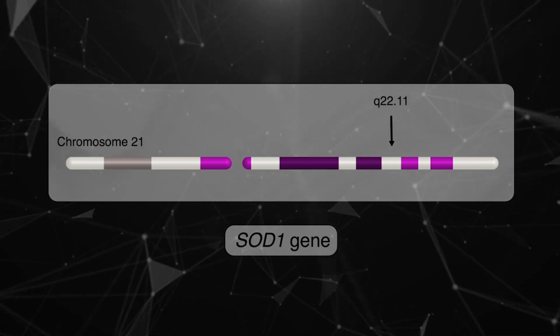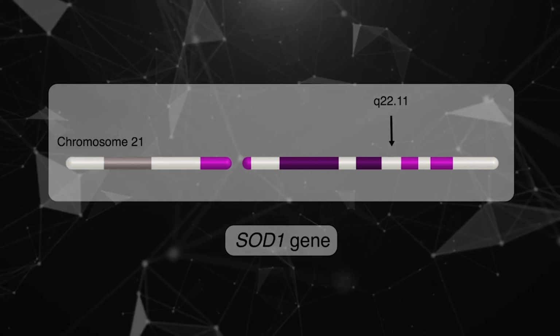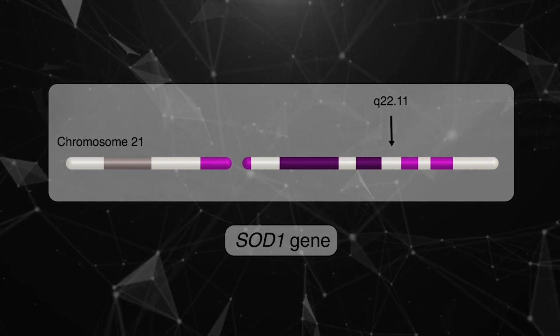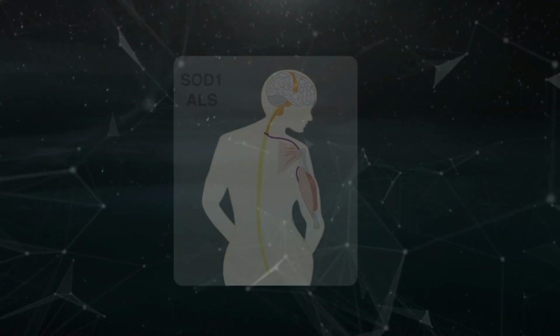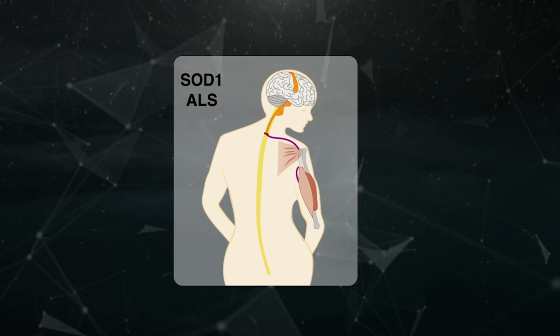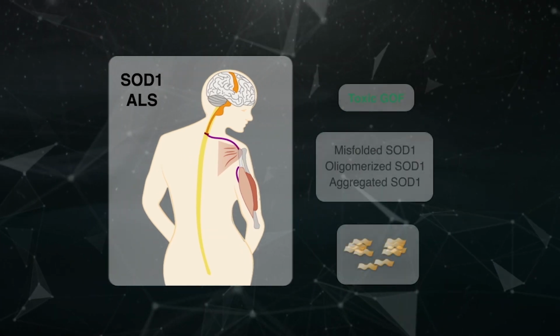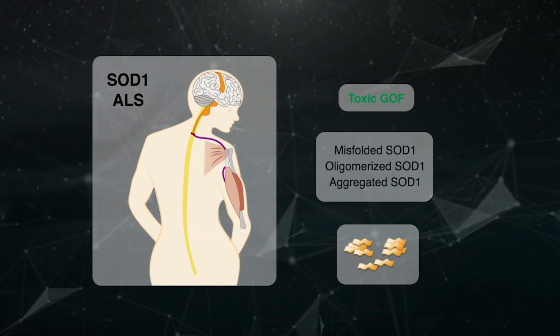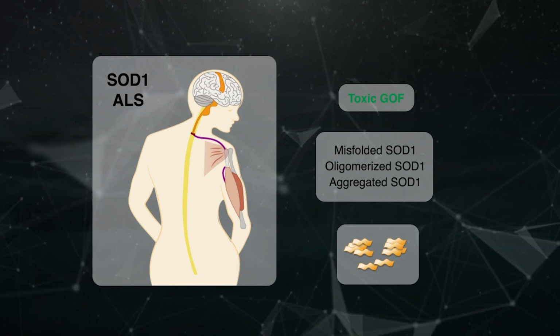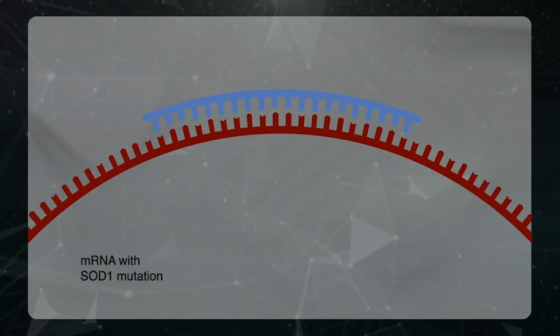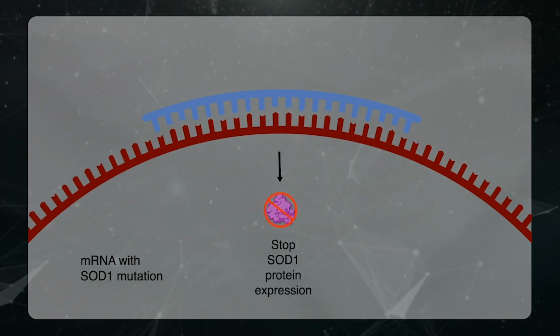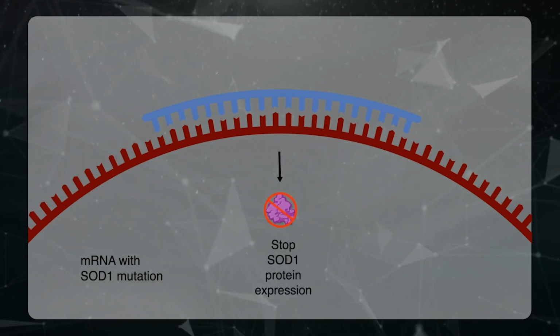Mutations in the gene encoding superoxide dismutase 1, or SOD1, account for approximately 20% of familial ALS cases. Disease expression resulting from these mutations is mainly mediated by a toxic gain-of-function mechanism associated with the aggregation of the misfolded SOD1 protein. Therefore, ASO-mediated degradation of SOD1 transcript holds great potential for therapy development.